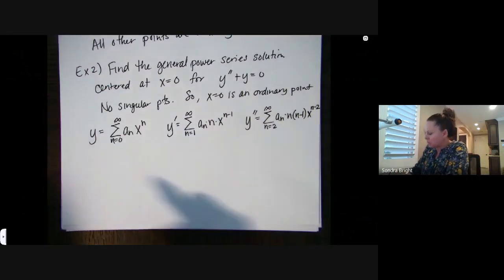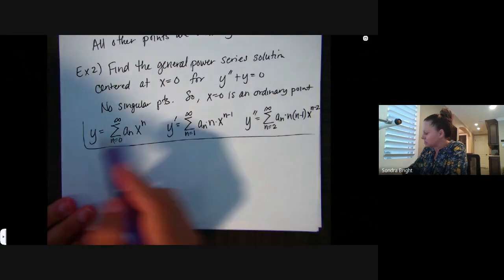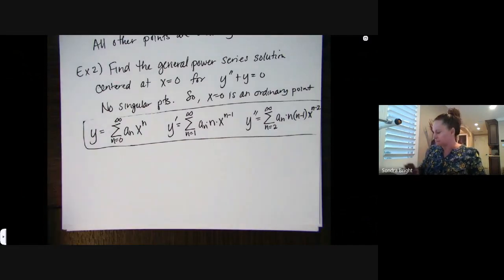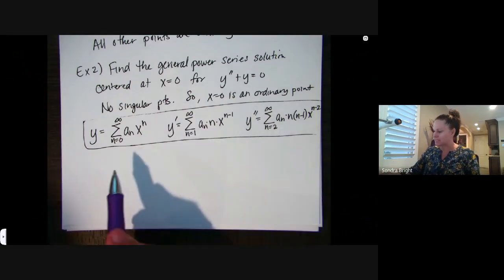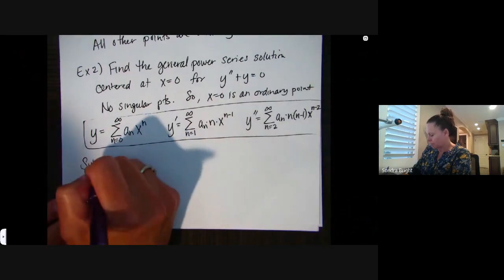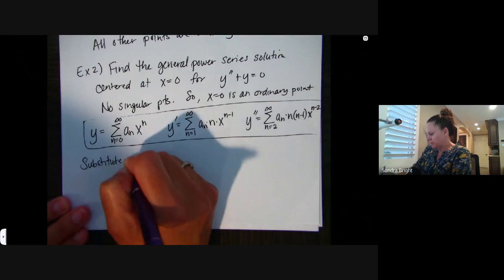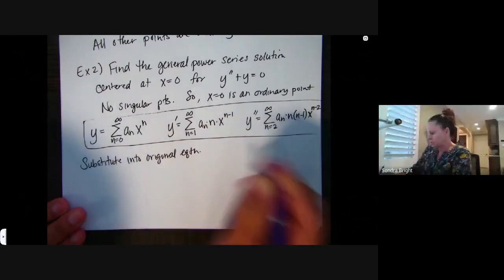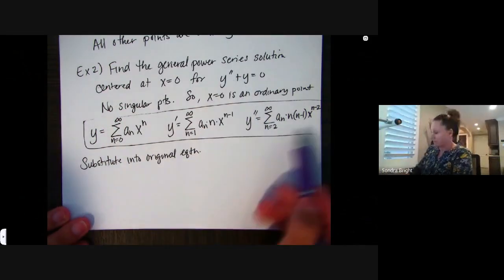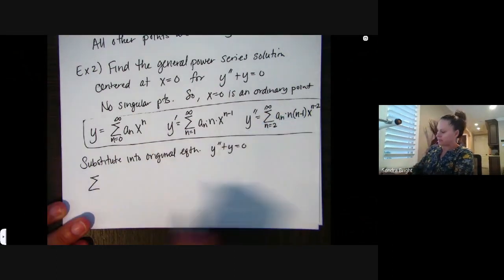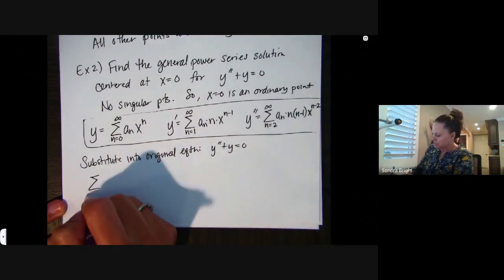So those are the things that we're going to use. You definitely need to know these guys. This is not the answer. Just make sure you recognize those because we're going to use those on all of them, right? So here's what we do. These are the general power series. We're going to take these guys and substitute them into the original equation, y double prime plus y equals 0. We're going to replace it with their power series.